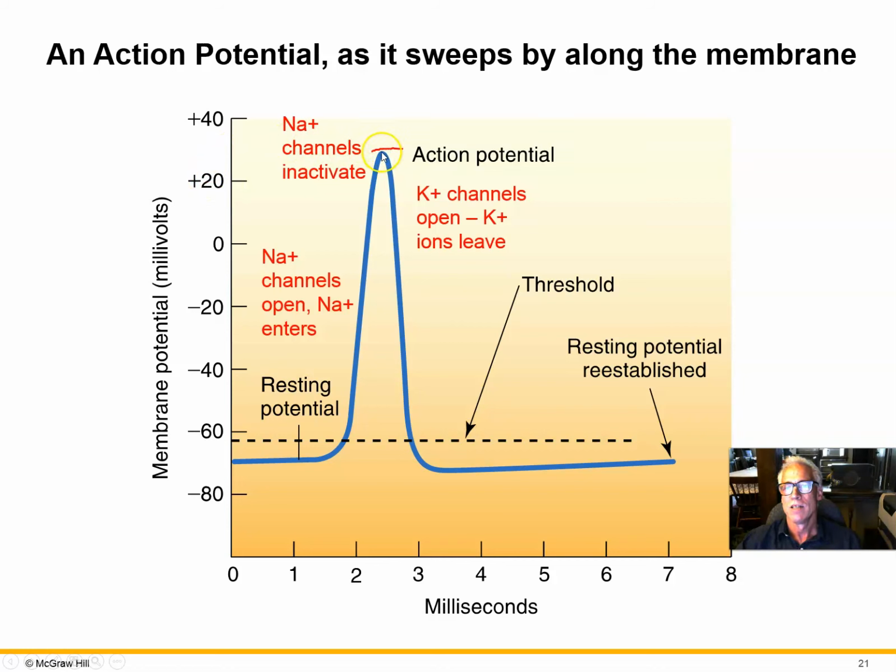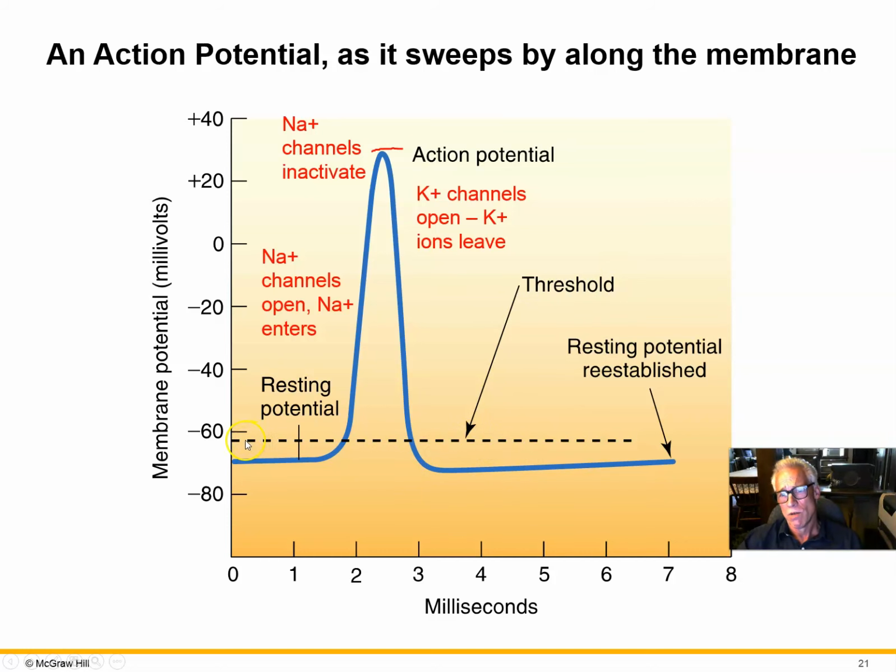Then the sodium channels inactivate, they stop letting sodiums in, and right about that time potassium channels begin to open, and a wave of repolarization passes by our observation point, and we see the membrane repolarizing as potassium ions are allowed to leak out and flow out through potassium channels, and we go back to our resting membrane potential.